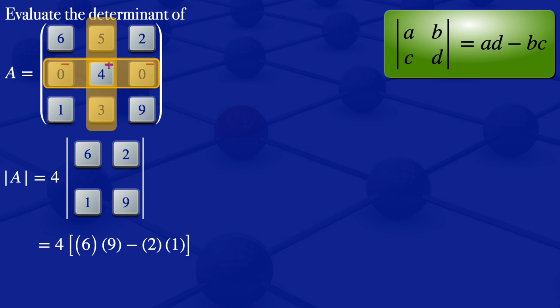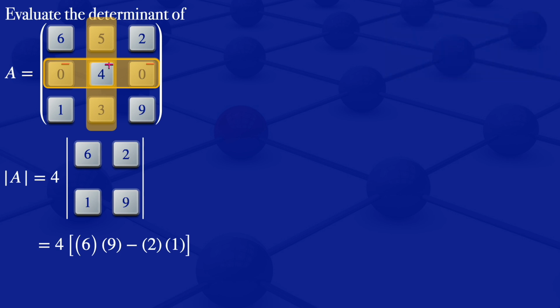52 multiplied by 4, and that will give us 208. So the determinant of the matrix that we are given there is 208.